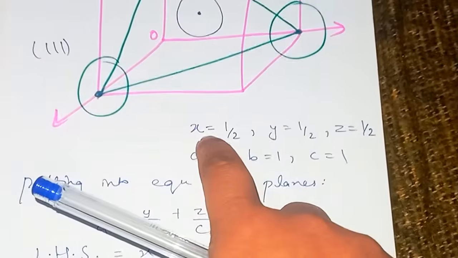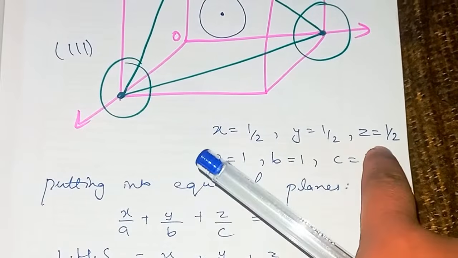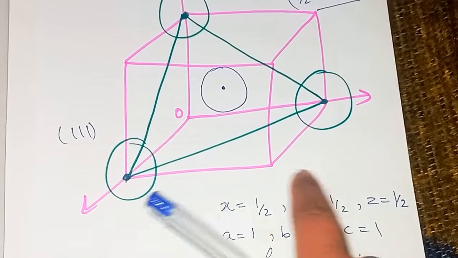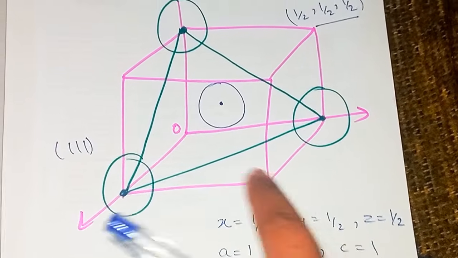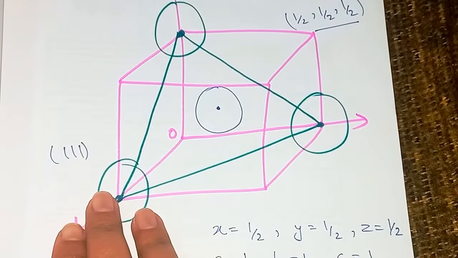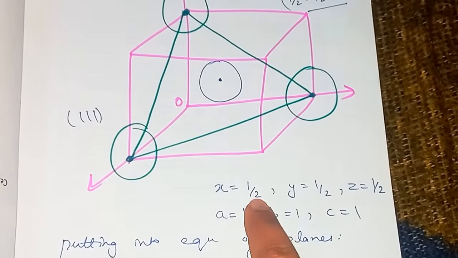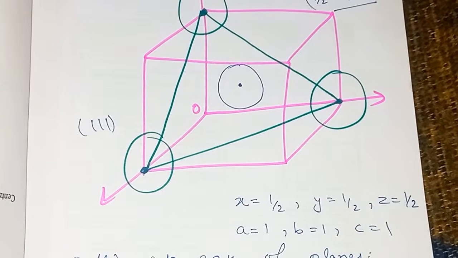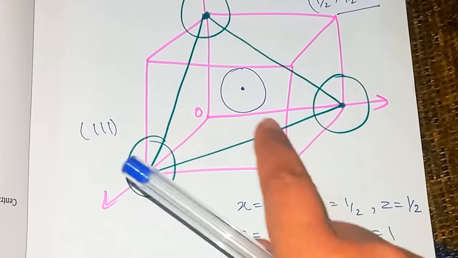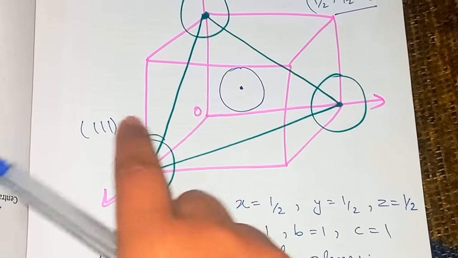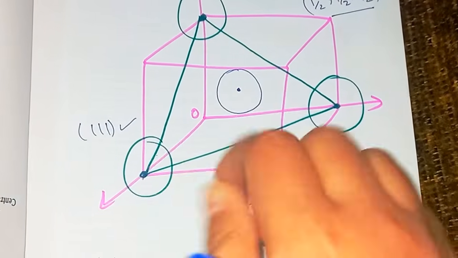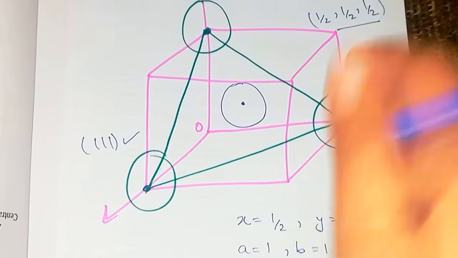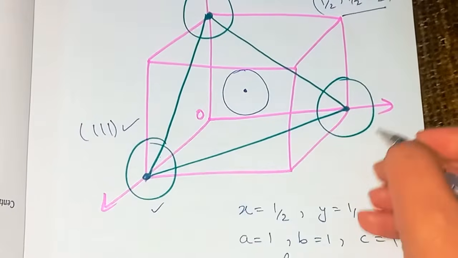This means that this point is not lying on the plane, which means the center of the body centered atom is not lying on the plane, or the body centered atom is not centered on the plane, and in that way we have seen that the body centered atom is not contributing to this plane. So we will not consider this body centered atom as contributing to the plane, and only these three atoms are contributing to the plane.